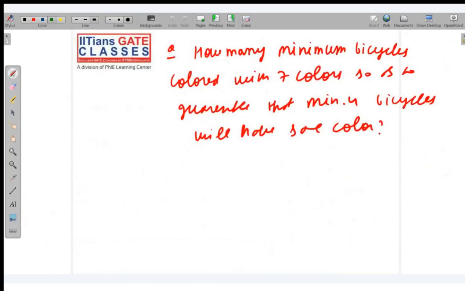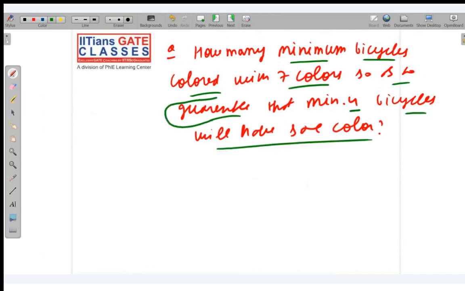So the question is, how many minimum bicycles colored with 7 colors are needed so as to guarantee that minimum 4 bicycles will have the same color. See, the word is guarantee. You may say, sir, we need minimum bicycles and we want minimum four bicycles to have the same color, so take 4 bicycles only. And there are 7 colors, VIBGYOR: violet, indigo, blue, green, yellow, orange, red. So you will say, sir, take only 4 bicycles and color them with the same color. Yes, we can do that, but I have used the word guarantee, so in the worst case, I have to prove that thing.